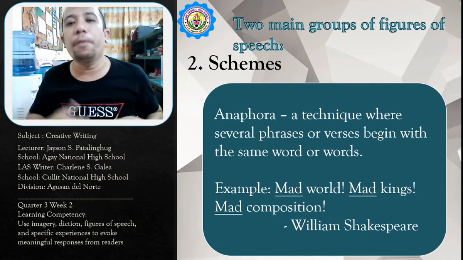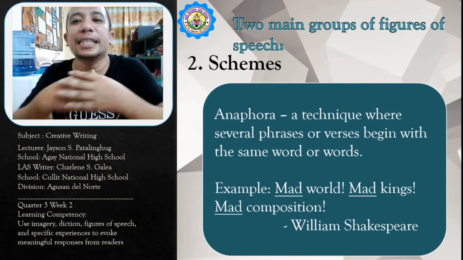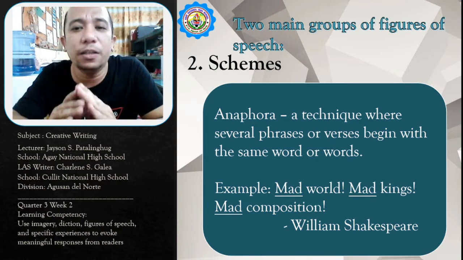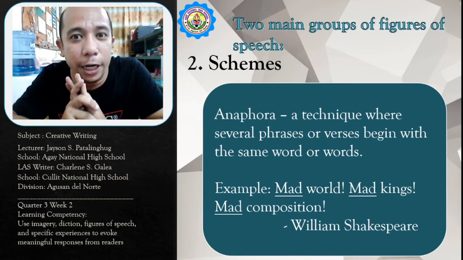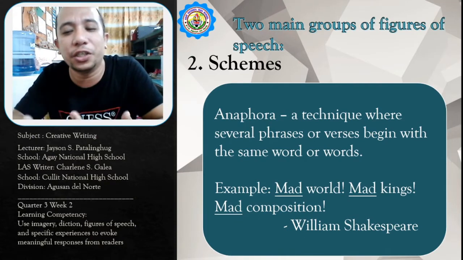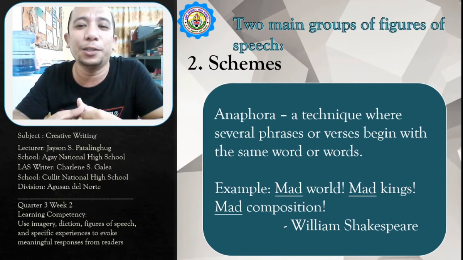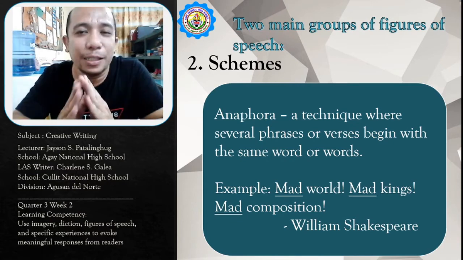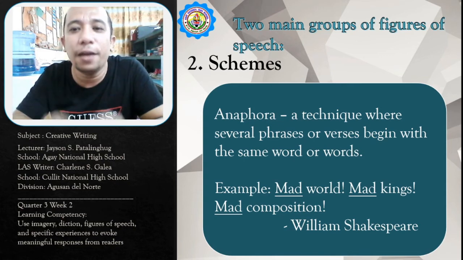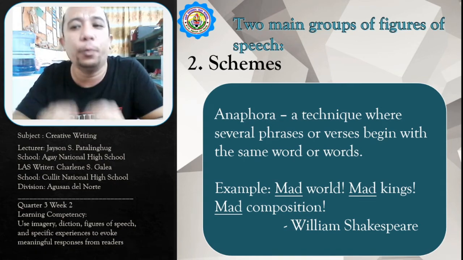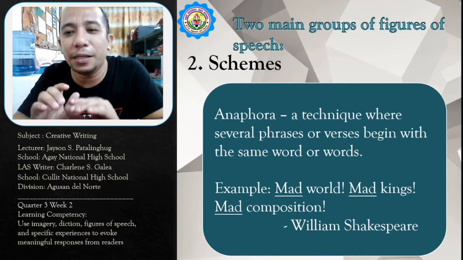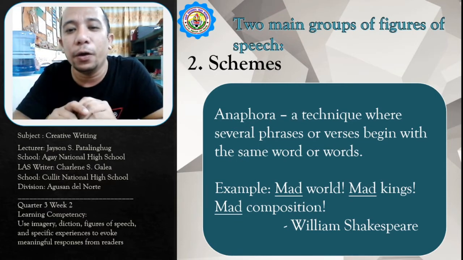Next is anaphora. Anaphora is a technique where several phrases or verses begin with the same word. Example, mad world, mad kings, mad composition. That's according to William Shakespeare. The word mad is repeatedly used in every phrase. Mad world, mad king, mad composition. So mad is being repeatedly used.